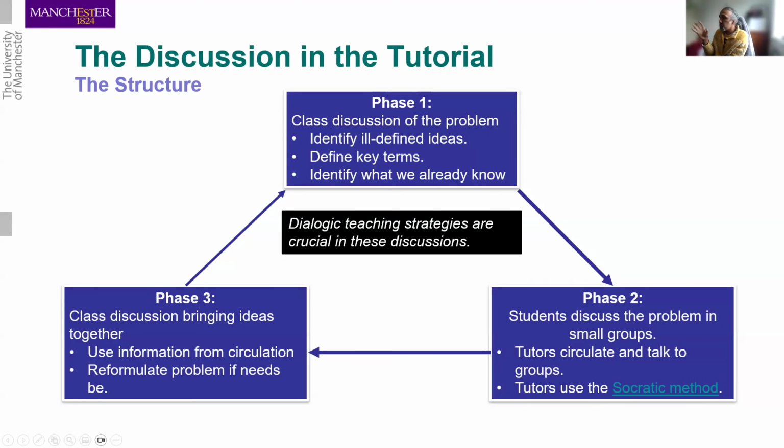Then, once we have a clearer sense of what the problem is, students are asked to consider this in small groups. They discuss their ideas, at which point tutors, those leading the tutorials, or GTAs helping out in the class, circulate and talk to groups, and they use something called the Socratic method. I've asked them to use the Socratic method, which we'll come to if there's time, but I'm not going to go into it now for the sake of time.